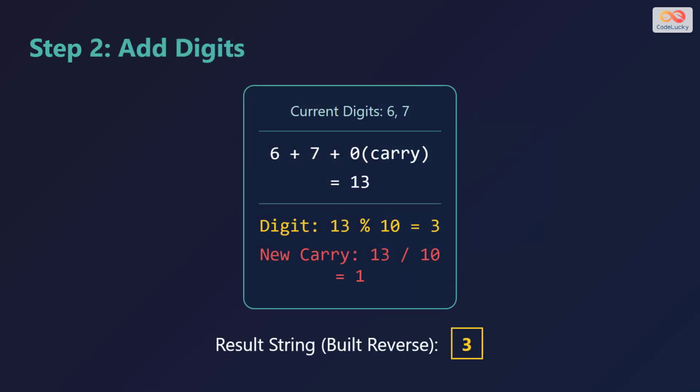We take the digits at our pointers, 6 and 7. We add them together along with the current carry. 6 plus 7 plus 0 is 13. Since 13 is 2 digits, we keep the 3 for our result, and the 1 becomes our new carry for the next position.